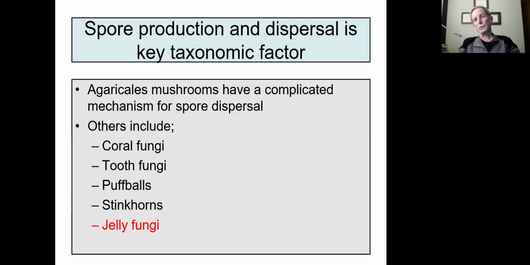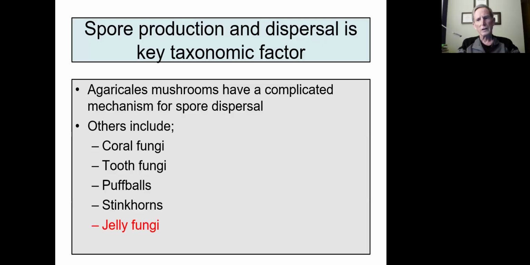So we're sort of done with part 1, into now the importance of spore production and dispersal as a key and really primary taxonomic factor. So Agaricales, that's the order of gill mushrooms. They have a complicated mechanism. We talked about how they protected the spores. And I'm going to talk briefly about coral, tooth, puffball, stinkhorns, and then we'll go to jelly, because they all have really bizarre ways of getting the spores out there.